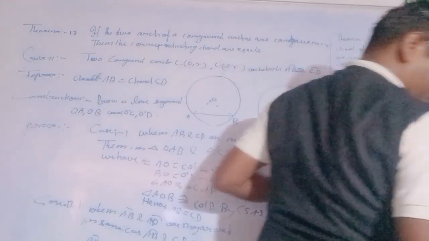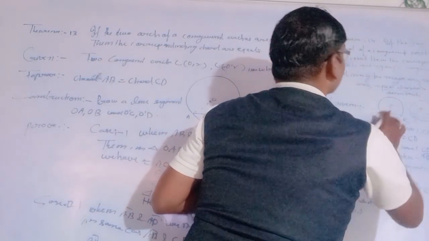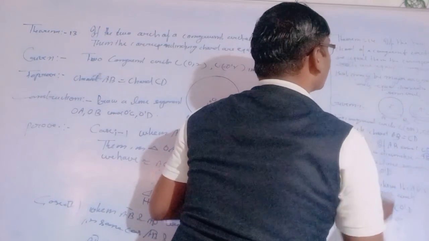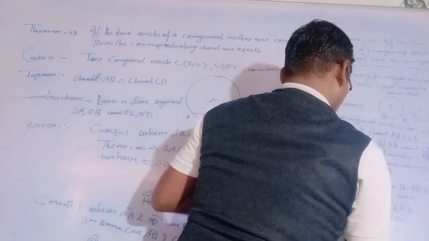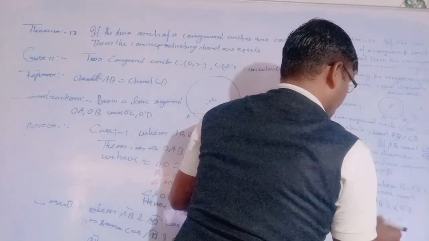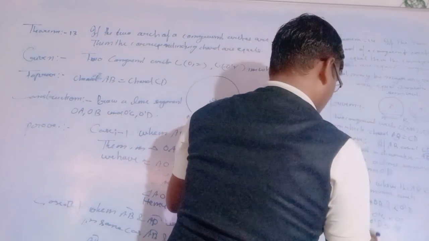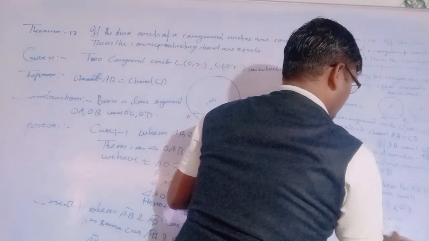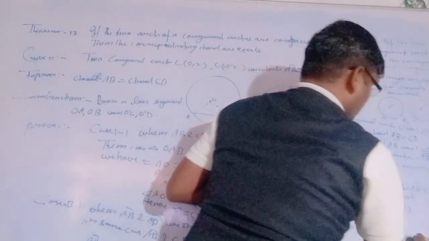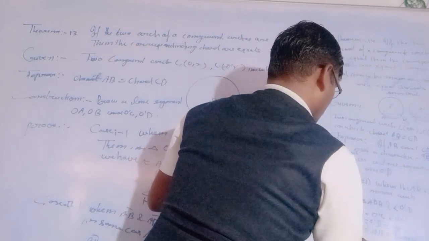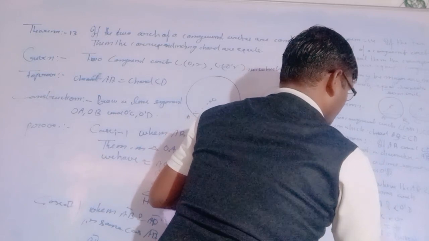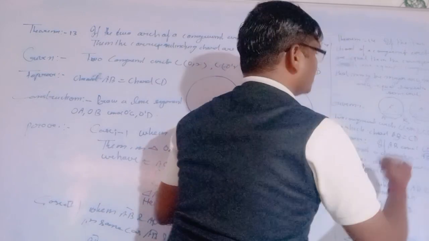We will prove here OA is equal to O dash C is equal to R, equal radius, and OB is equal to O dash D because of equal radius, and AB is equal to AB. It's a given equal chord. The question says it's given. So triangle AOB is congruent to triangle COD by criteria.